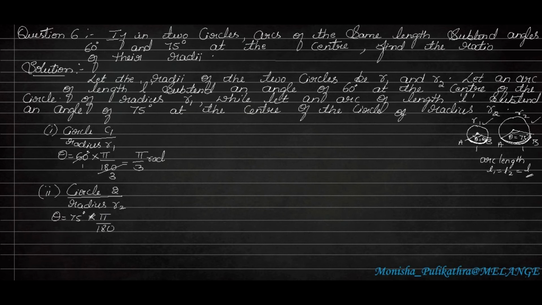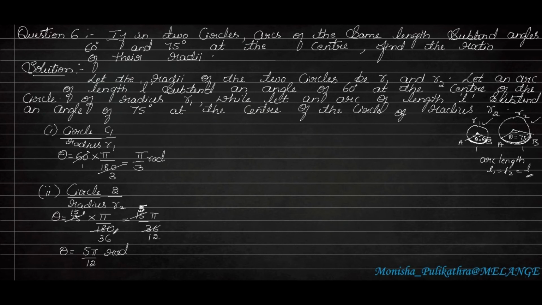So let us take the 5 times table. 5 ones are 5, 5 threes are 15, 5 twelves are 36... so let us do it one more time. 75 by 180: 5 threes are 15 and 3 twelves are 36, so it becomes 5 pi by 12 radian. So this is the radian, that is the theta of the second circle.